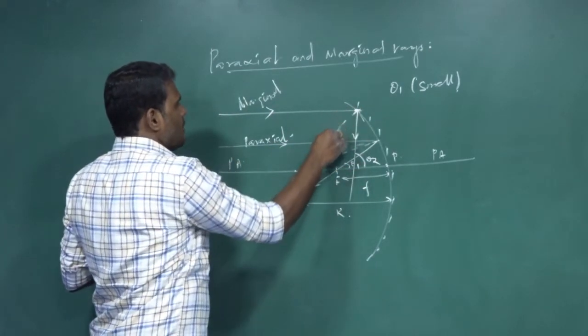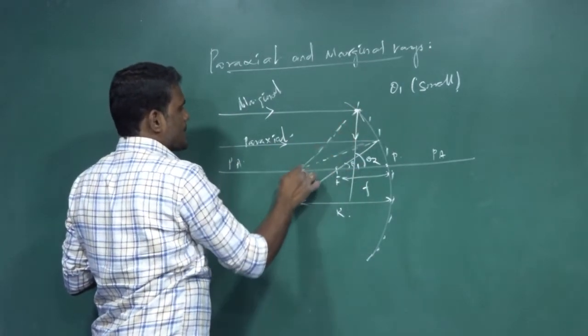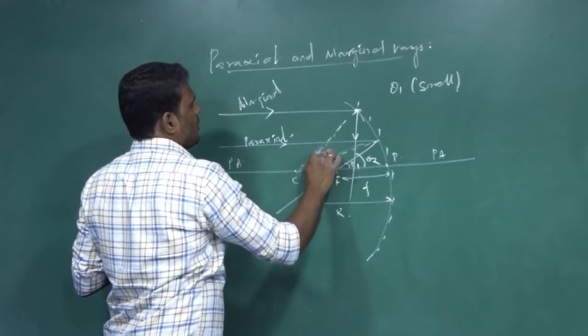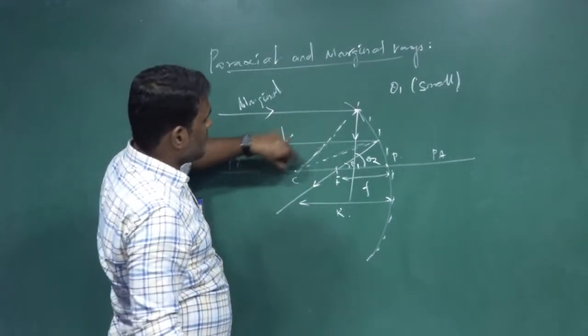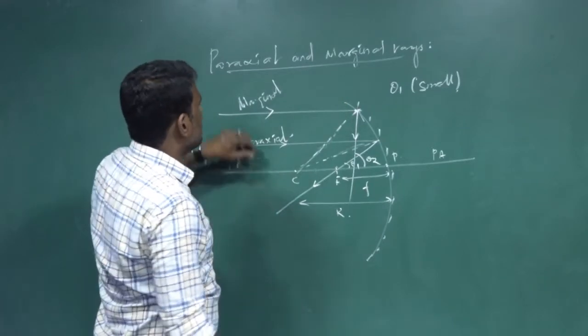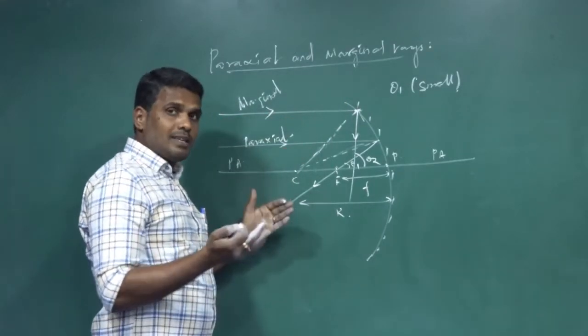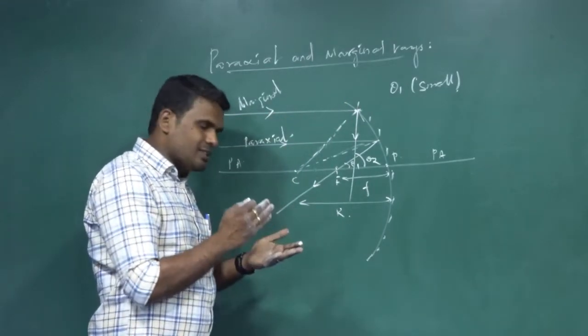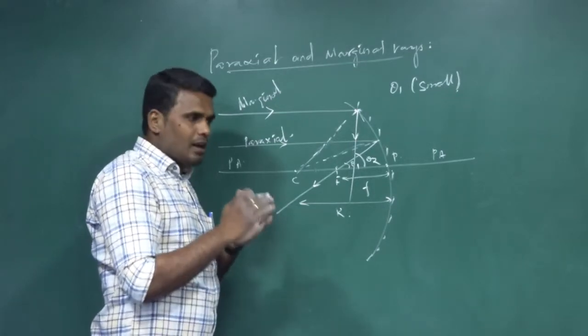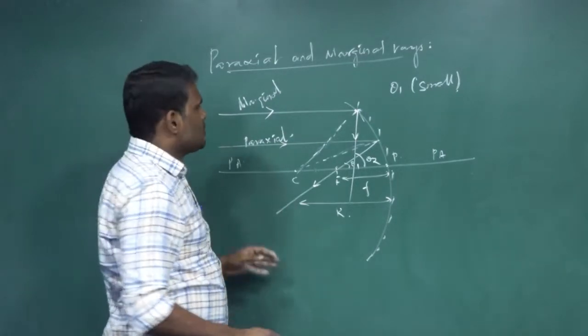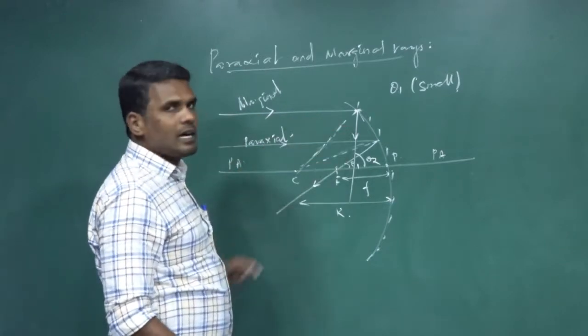This is the normal, or the perpendicular drawn at the point of incidence. Actually, whatever the nature of the mirror is, whether it is a plane mirror or spherical mirror, laws of reflection are valid. So, the angle of incidence equals angle of reflection.